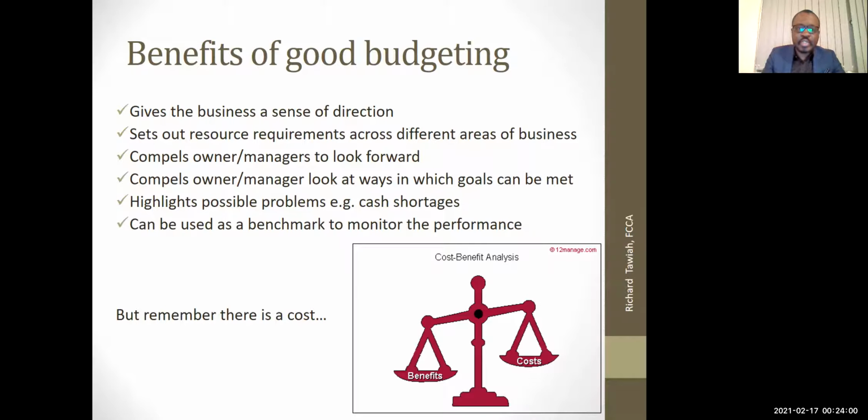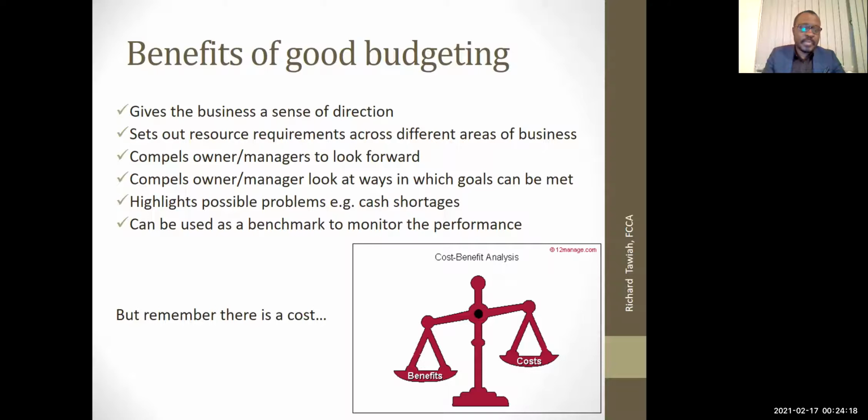Like I said, it helps us to look forward as organizational managers and helps the entire organization to work together in meeting the strategic goals. And if there are problems within the system, the organization, budgets will highlight these shortfalls so that we can find ways and means to resolve them.